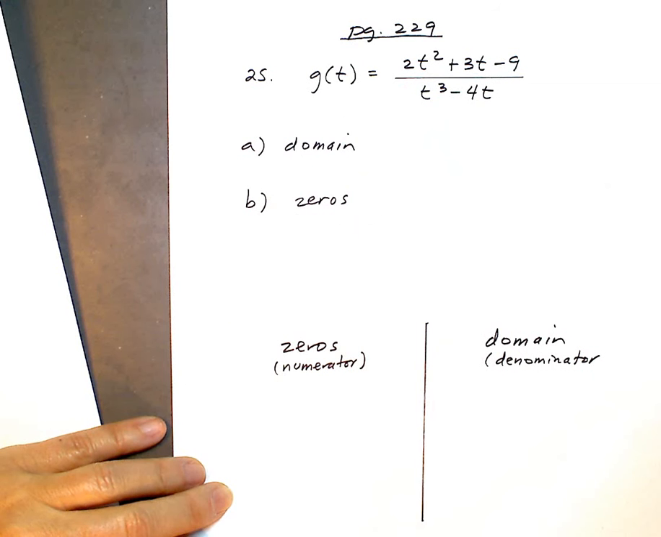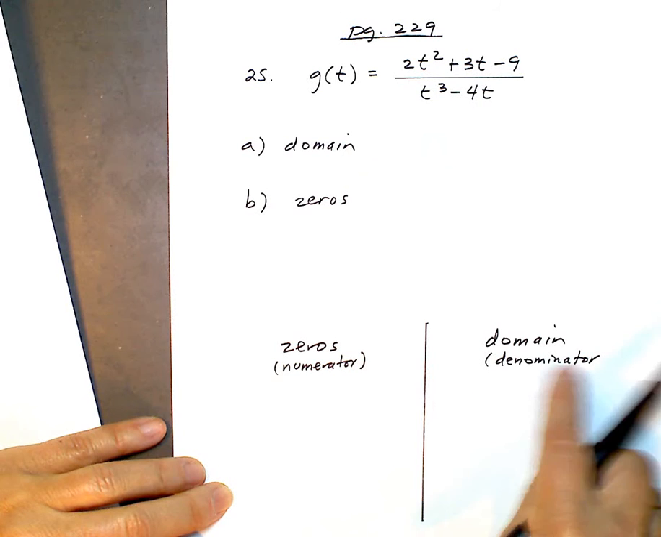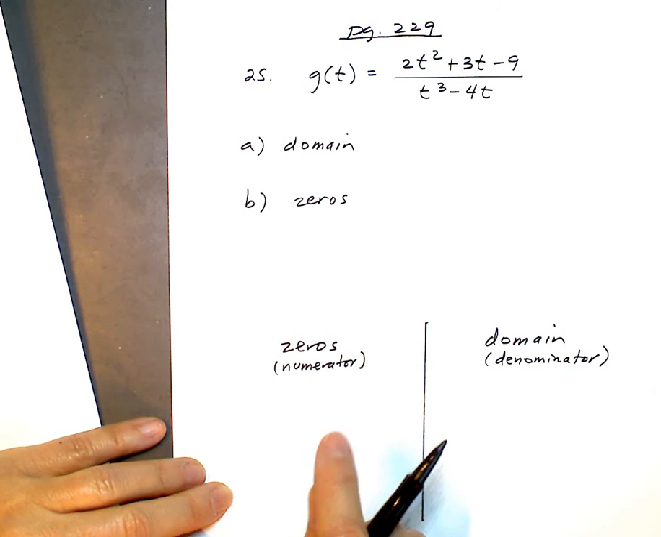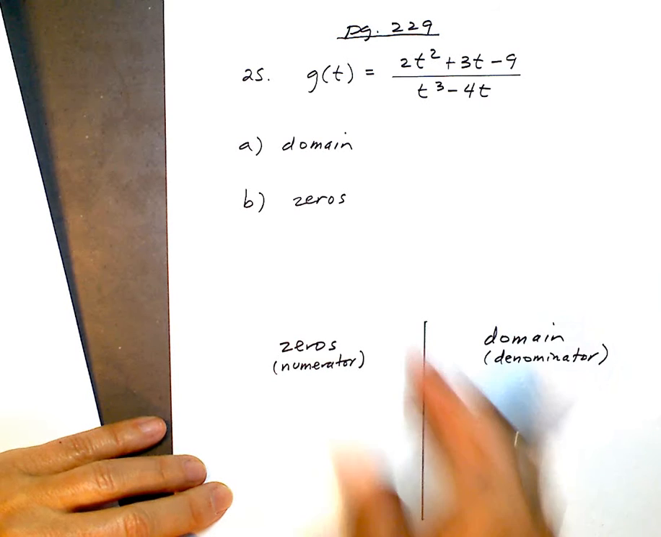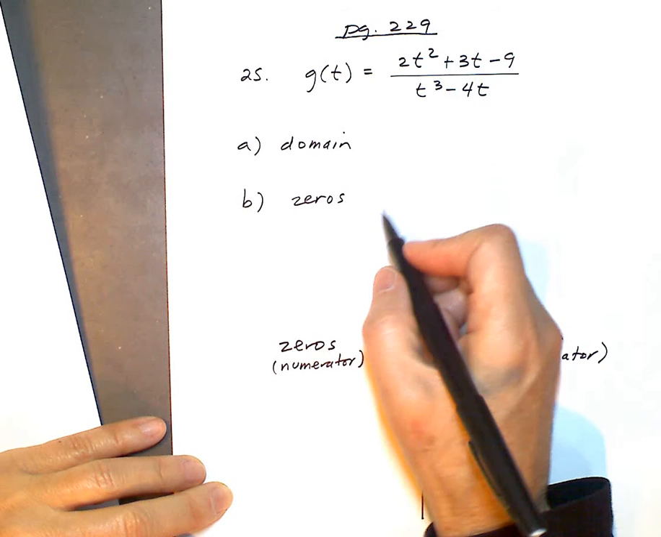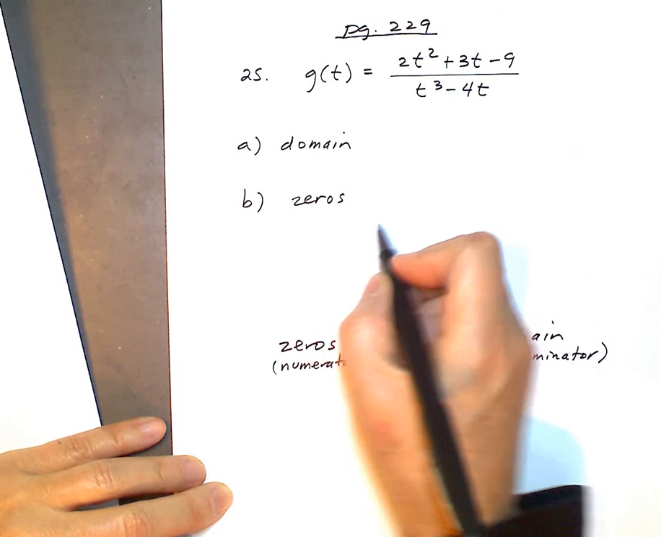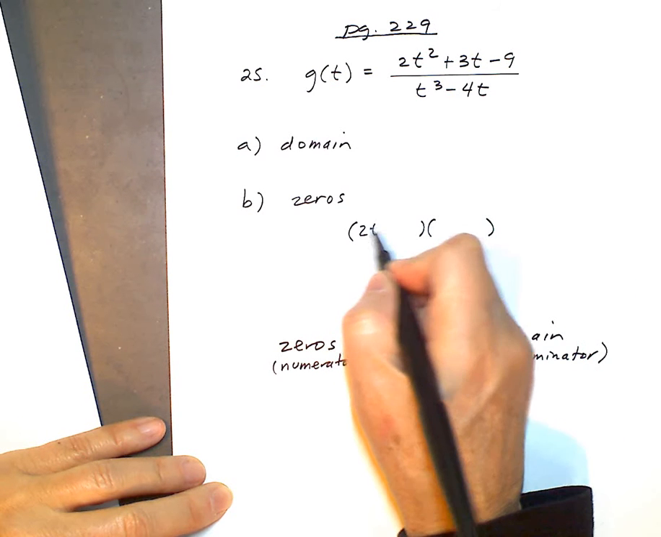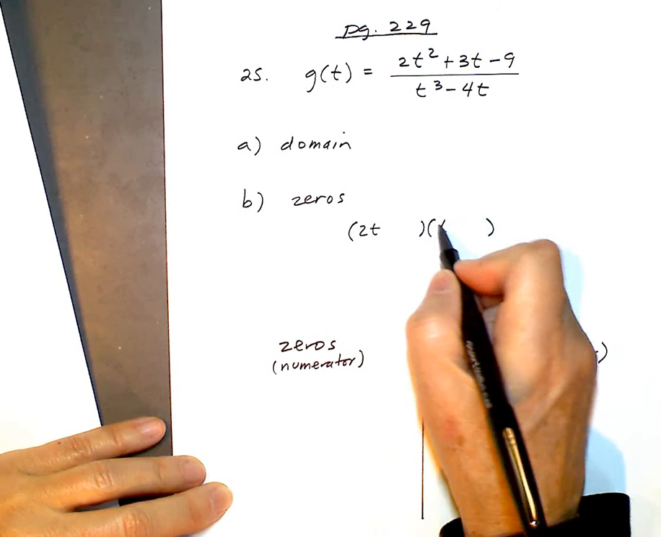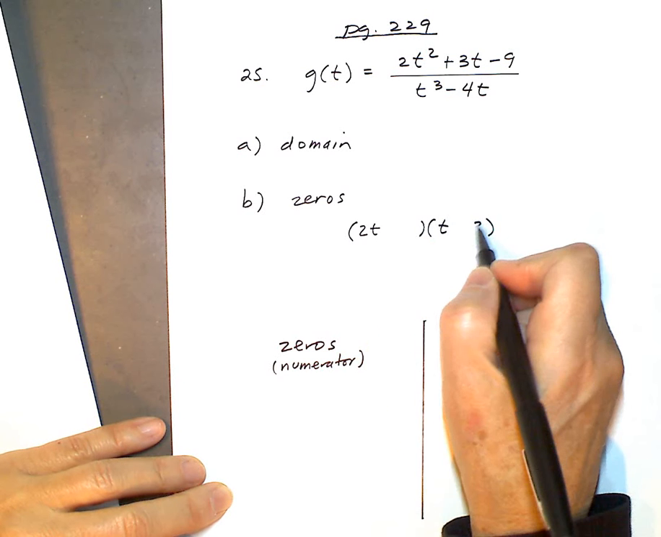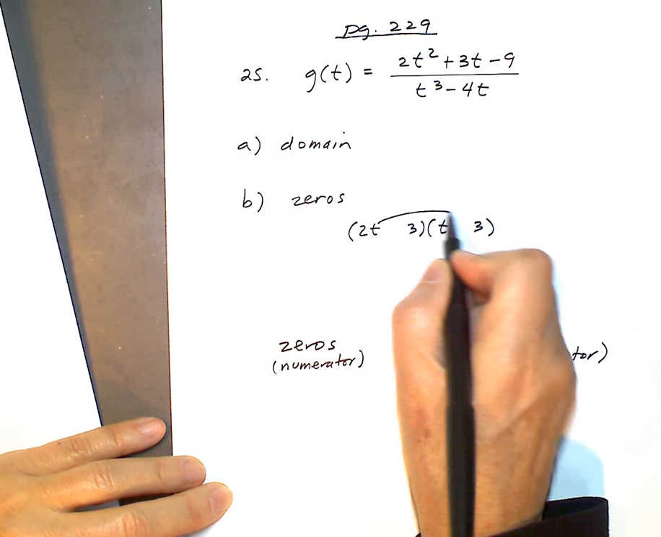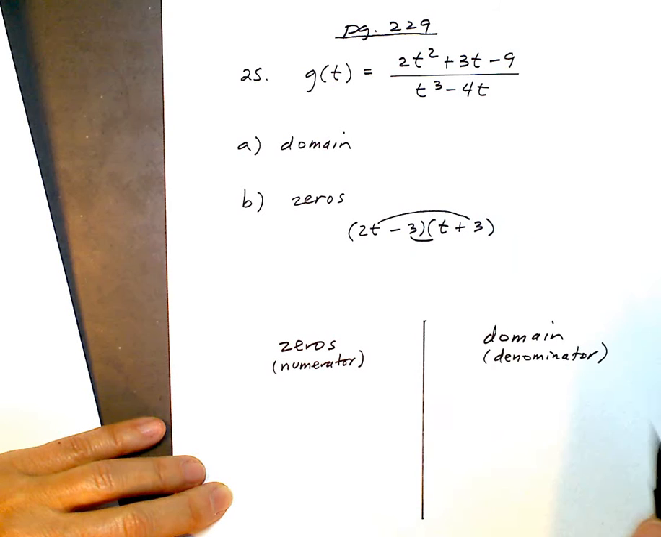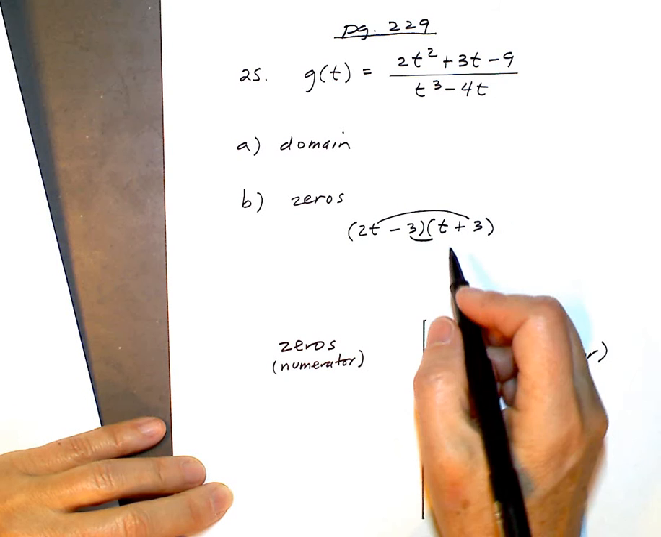So basically, for the domain, you want to focus on the denominator of the function, and to find the zeros, we're going to focus on the numerator. So first thing to do is to factor this completely. If I'm factoring the numerator here, this is going to factor to 2t and a t, and for my 9, I'm going to go with 3 times 3. This is 6t and a 3t. I can use a positive 6t and a negative 3t to get my middle term of positive 3t.